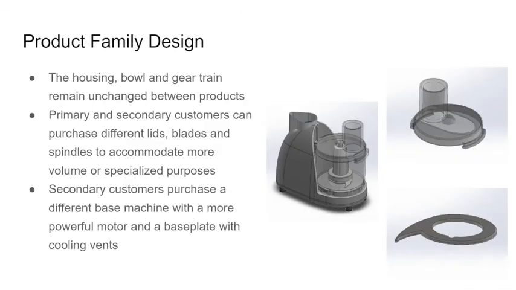When we talk about redesigning everything for different product families, one of the things that we wanted to do was we want to keep the primary and secondary customers having mostly the same components. The housing, the bowl, the gear train, these should be the same between the two. For the secondary customers, as industry users, we want to give them a stronger motor, get better cooling in the base, but those are 2 parts, very easy change. And then for the primary consumer, we want to have different attachments which they can swap out, things like different lids that they can drop food into, or bigger blades, or larger lids so they can accommodate more food.